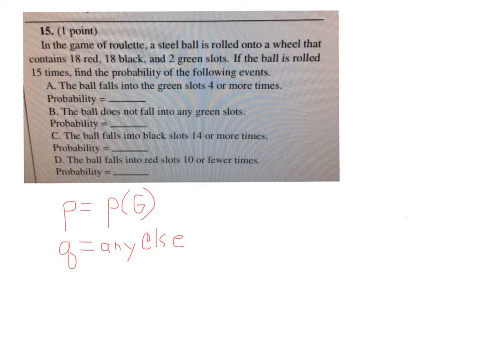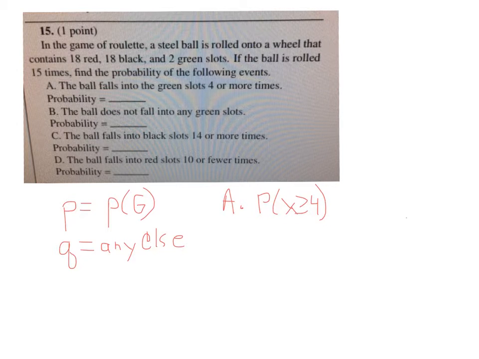So if the ball is rolled 15 times, then I'll start you off with this, and I'm sure you can finish off the rest of them, but if out of 15 tries, we want the ball to fall into the green slot 4 or more times. So we're looking for the probability that X is greater than or equal to 4.